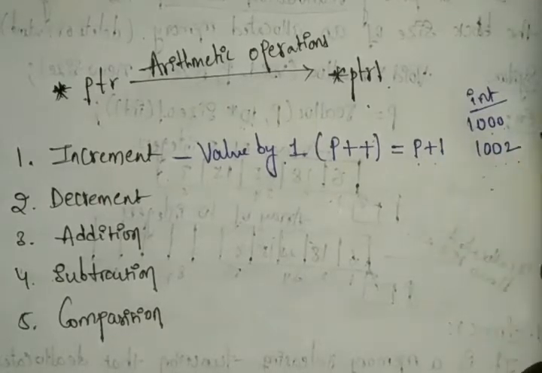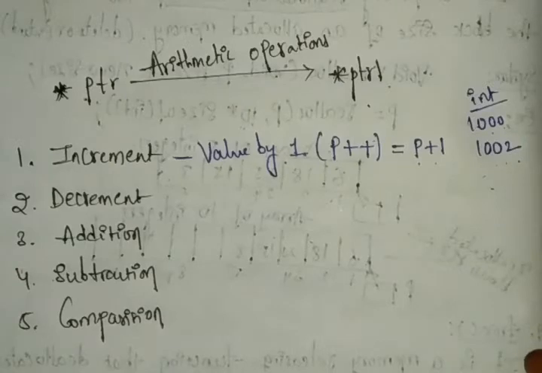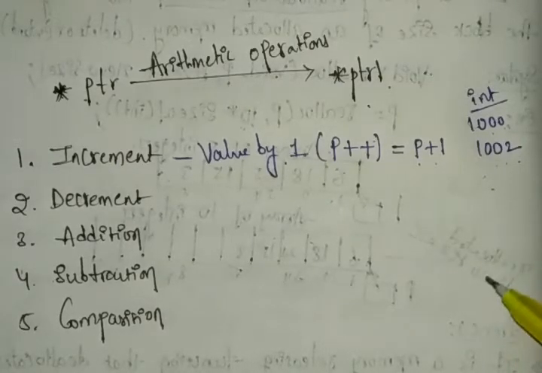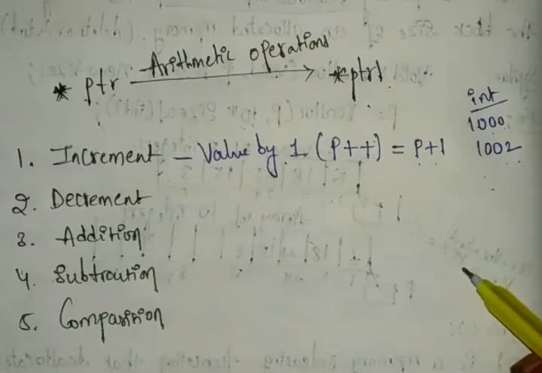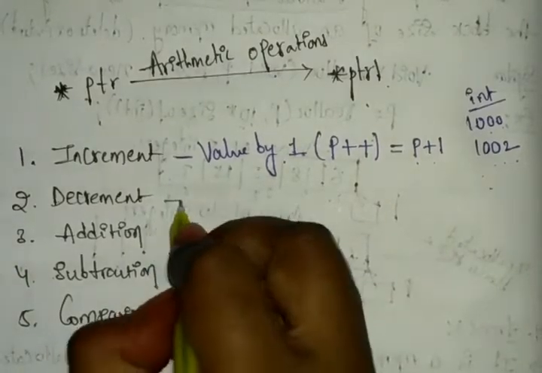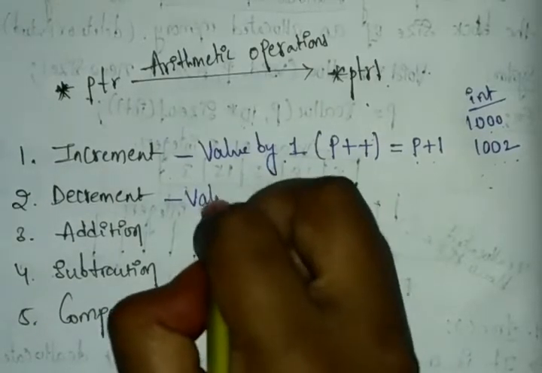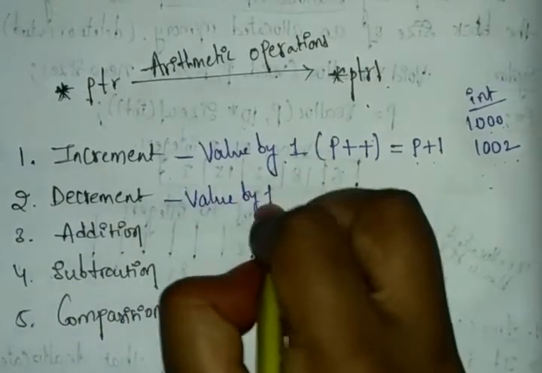If you need another increment, you can do it again. Each time it takes 2 bytes of memory until the process is completed. And next it will be 1004, 1006, 1008, like that we can calculate. And next we have the decrement. The value is also decremented by 1.